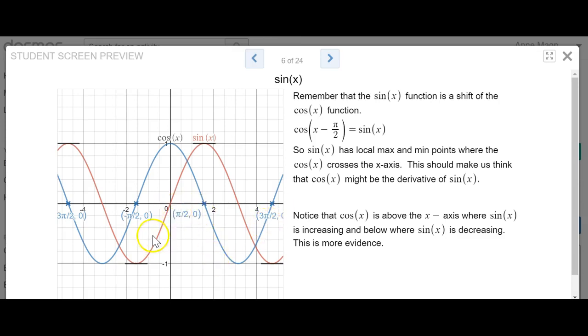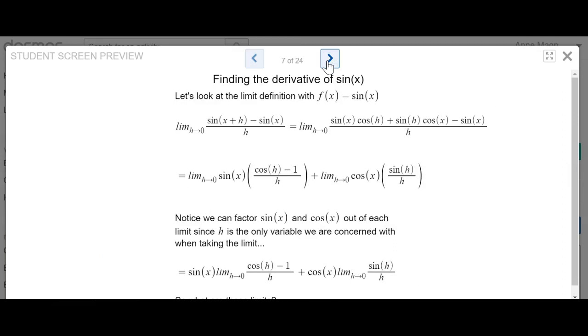Also notice that where the sine function is increasing, the cosine function is above the x-axis, and where the sine function is decreasing, the cosine function is below the x-axis. So that's some more evidence. So now let's go look at finding the derivative of sine from the limit definition.